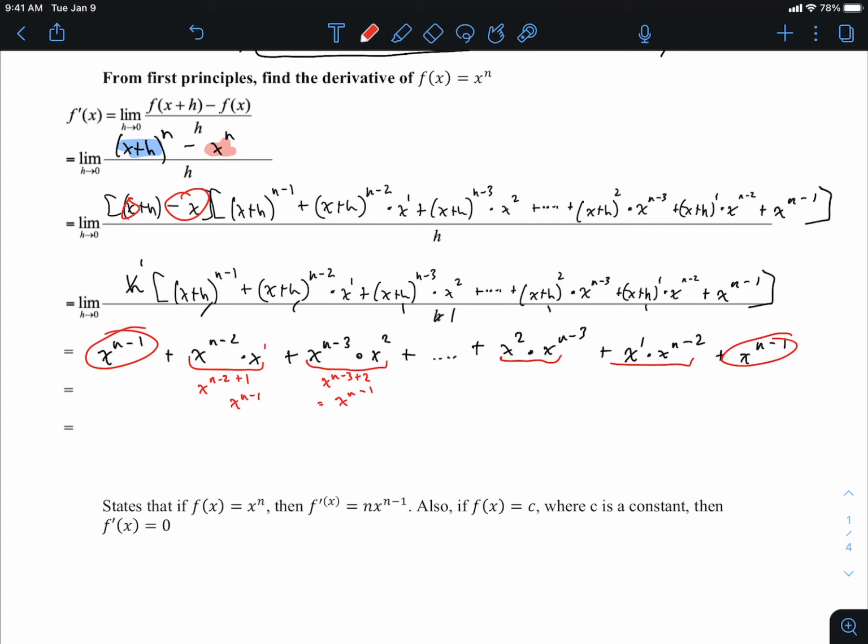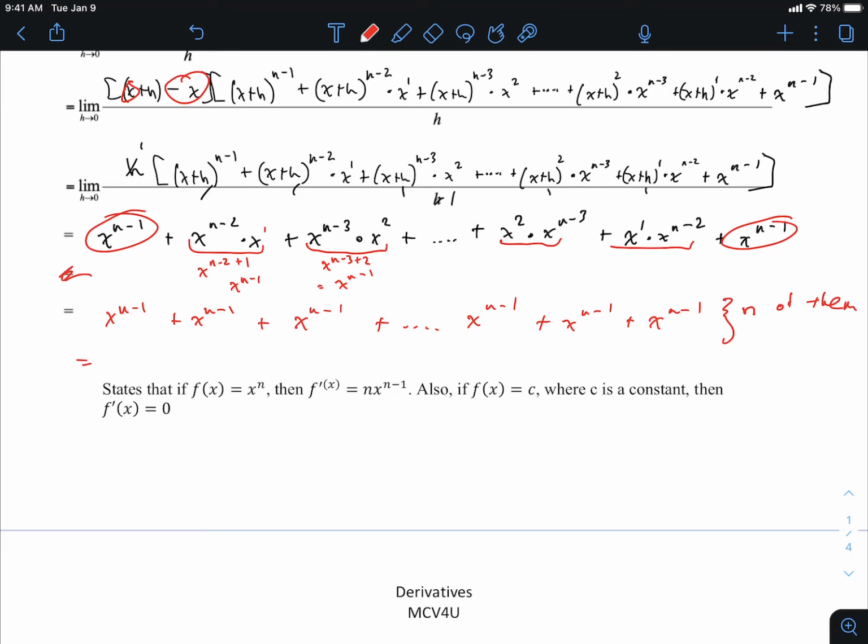That's the last part. So down here, we'll ignore this for a sec. We're going to have x to the n minus 1 plus x to the n minus 1, and so on. How many of these do we have? We have n of them. So that would mean that I could factor it out and write it out front. Well, we have n times x to the n minus 1. That is the proof, right?